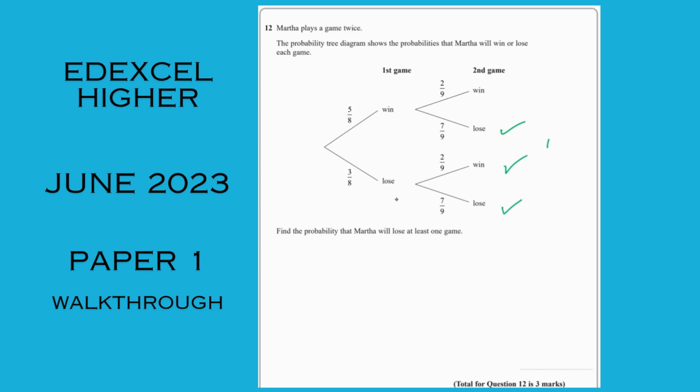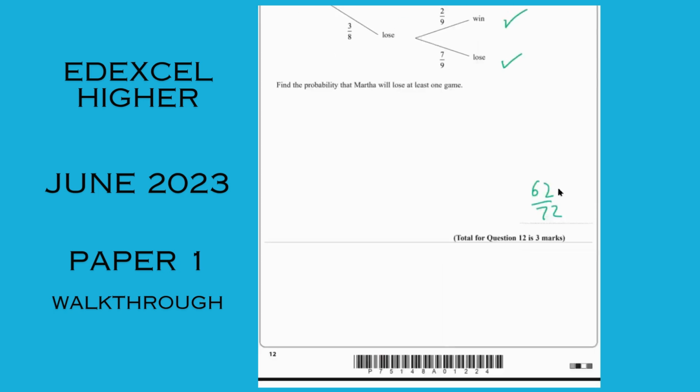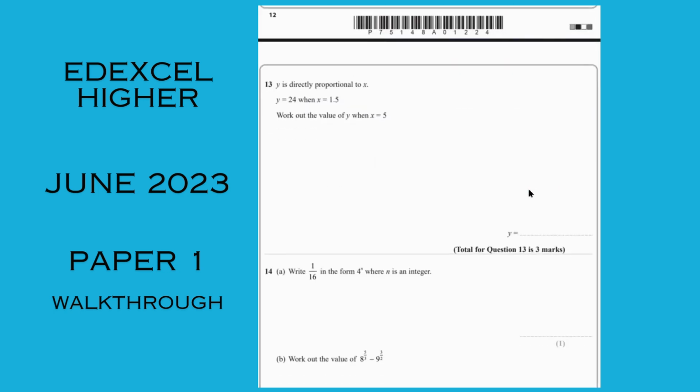But when you're only wanting the other one, I'd do 1 minus this. So top times top is 10. Bottom times bottom is 72. So the probability of the other three is 1 minus all that. So 1 minus 10 over 72. 62 over 72. No need to simplify.